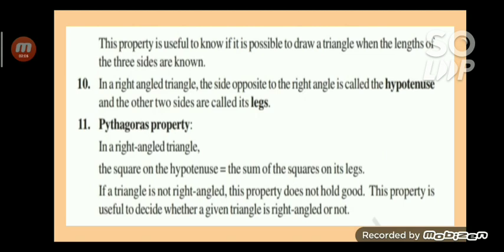In a right triangle, the side opposite to the right angle is called the hypotenuse and the other two sides are called its legs. What was the Pythagoras property? It is only applicable in a right triangle. In a right triangle, the square on the hypotenuse is equal to the sum of the squares on its legs. If a triangle is not a right triangle, this property does not hold. It means this property is useful to decide whether a given triangle has a right angle or not.